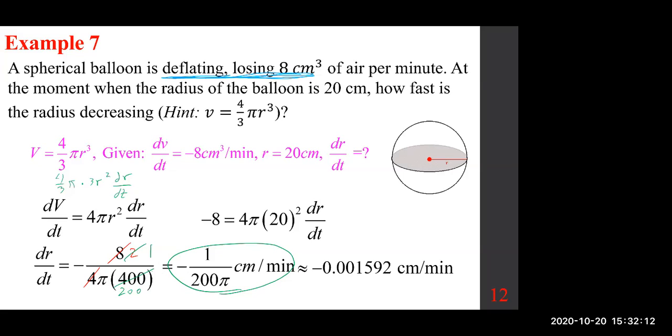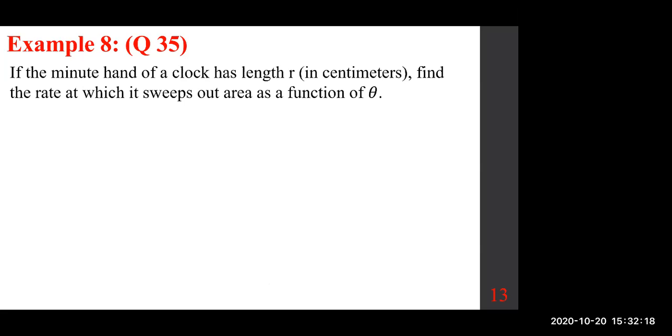All right. Here's the next question. If the minute hand of a clock has a length of r, whatever the units, in this case centimeters, find the rate at which it sweeps out area as a function of theta. Okay. Well, first let's do the drawing so we understand what's happening here.